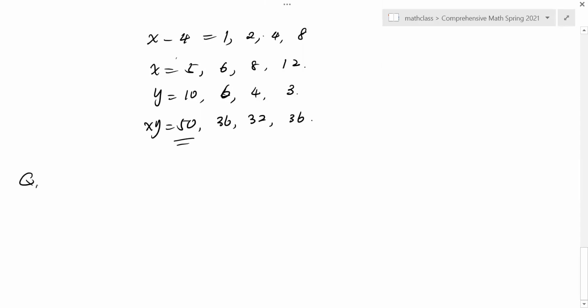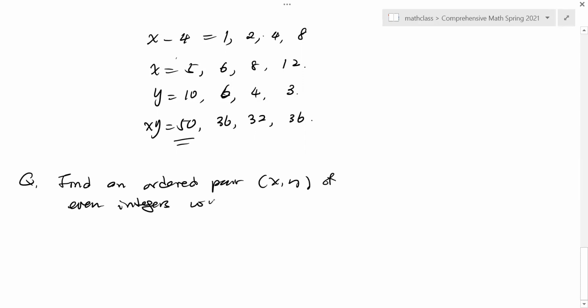So our next problem is: find an ordered pair x and y of even integers with x less than y, and 1 over x plus 1 over y equals 1/3.